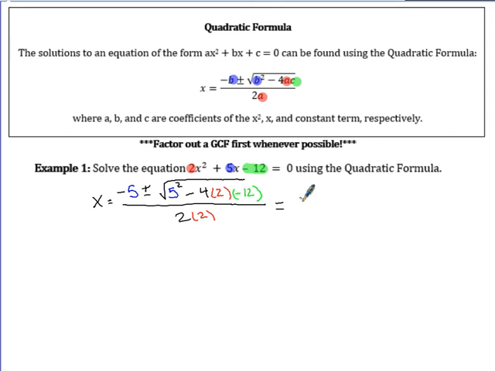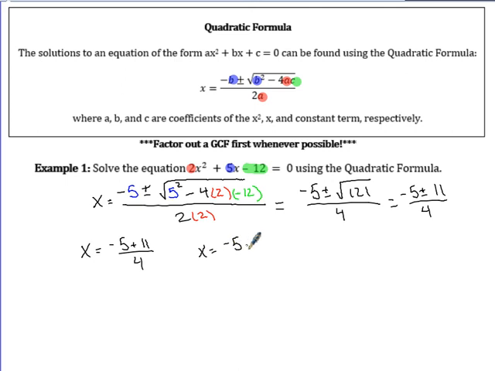So I'm going to have negative 5 plus or minus the square root of 121 all over 2 times 2, which is 4. Then we have to simplify the square roots here. So the square root of 121 is 11. So now I have negative 5 plus or minus 11 over 4. And now I'm going to split this apart into two separate equations. So I have x equals negative 5 plus 11 divided by 4, and x equals negative 5 minus 11 divided by 4. We have to have both the plus and the minus.